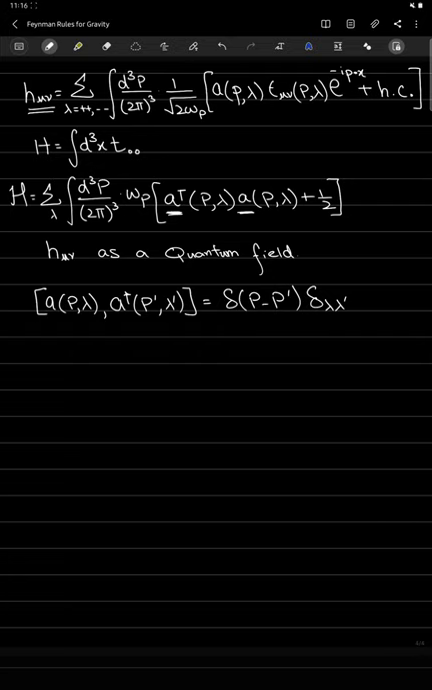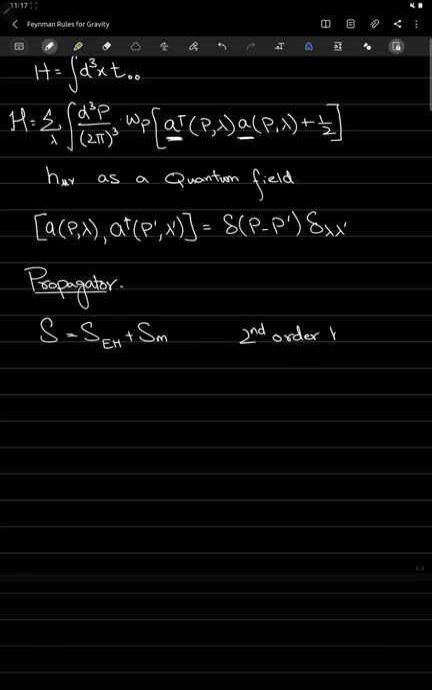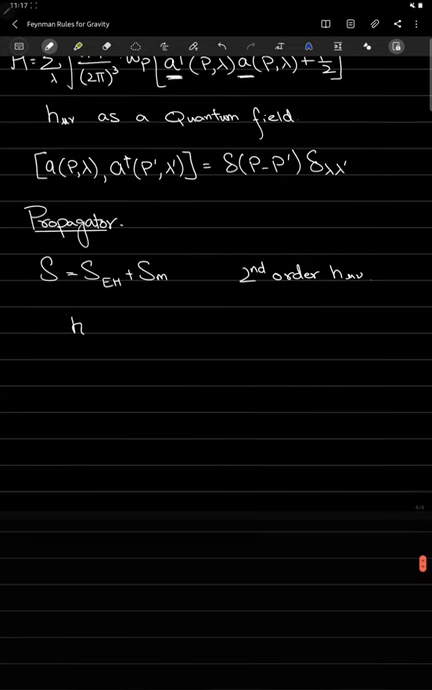So with this, I can move on to deriving the propagator for this gravity. Let's start by expanding the action, which is S equal to the Einstein-Hilbert action plus the matter action, and we'll expand it to second order in h mu nu. Now it is fitting again to have this new field that we talked about, h bar equal to h mu nu minus 1/2 eta mu nu times the trace of h. And again, we can do this because the trace of h vanishes, right?